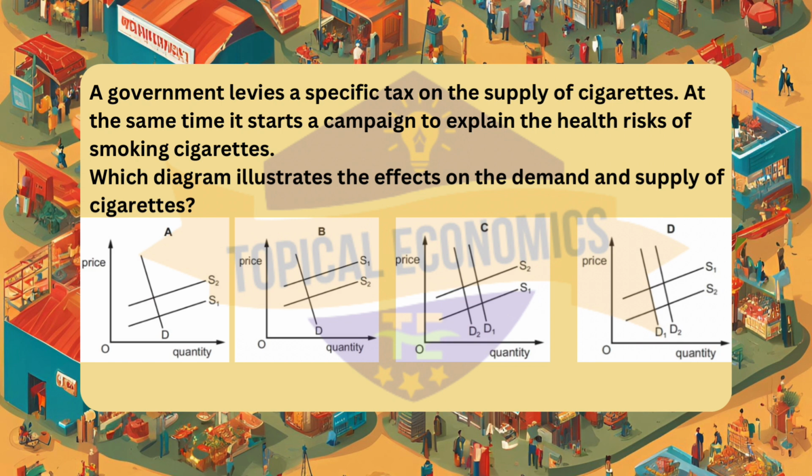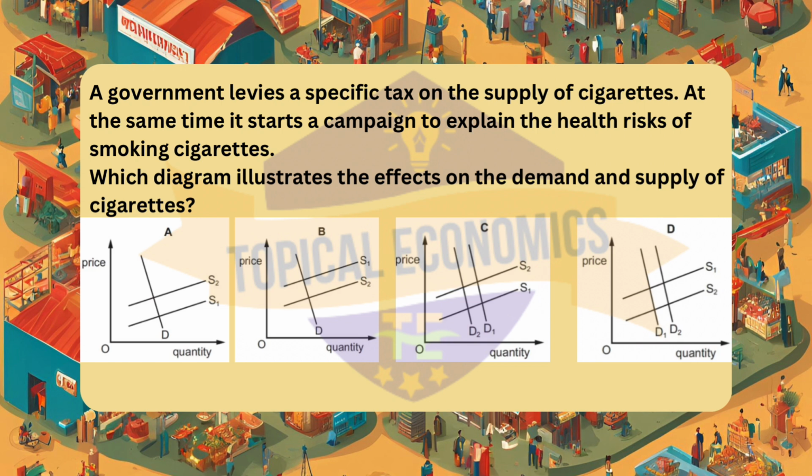A specific tax, i.e., a tax of a fixed amount per unit, on the supply side of cigarettes would increase the cost of production or supply. This would shift the supply curve leftward or upward, because producers would require a higher price to supply the same quantity as before. The tax increases the price consumers must pay, which usually results in a decrease in the quantity demanded.